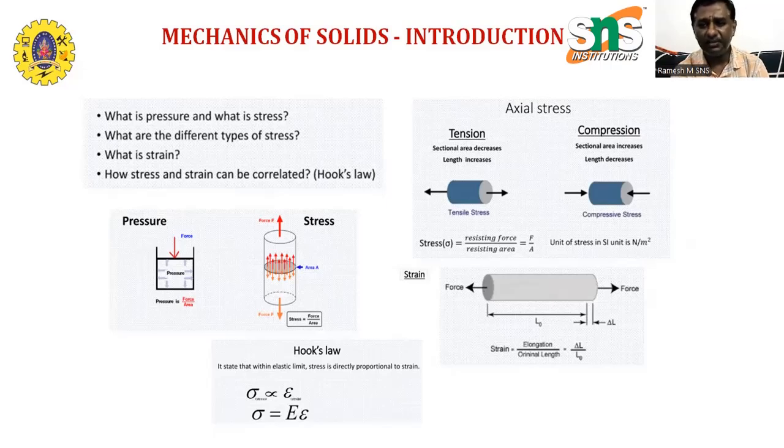As well as in bending, we have the theory of simple bending. M by I equal to sigma by Y equal to E by R, where M is the maximum bending moment, I is the moment of inertia, sigma is the bending stress, Y is the maximum distance from the neutral axis, E is the Young's modulus, and R is the radius of curvature.